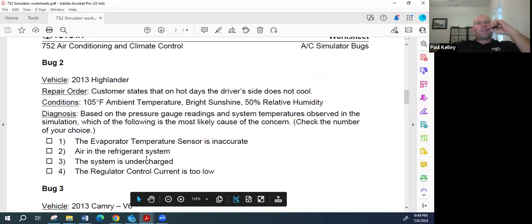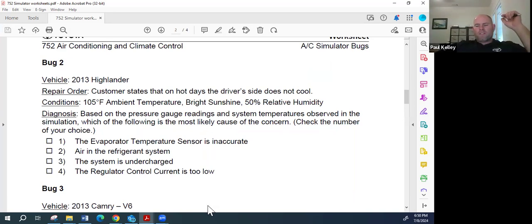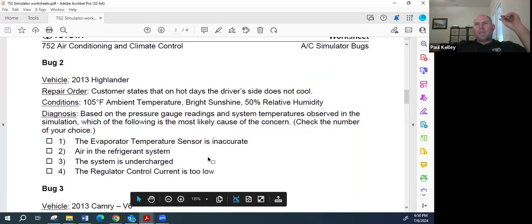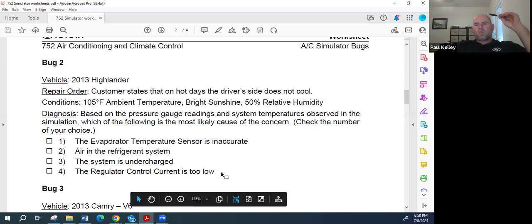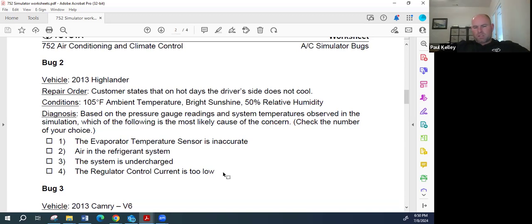So if we really want to focus, it's either undercharged or the regulator current is too low. And I shy away from the regulator current just a bit because that's a variable displacement compressor. That could potentially be an issue, but that one's a little more complex. It's going to take a little more thinking and really understanding and reading about the system. So that could be the problem, but if you want to get good at diagnosis, you need to learn this method. Keep it simple, stupid. Yes, it could be something complex, but don't you dare even think about making it a big complex problem when you haven't checked the basics.